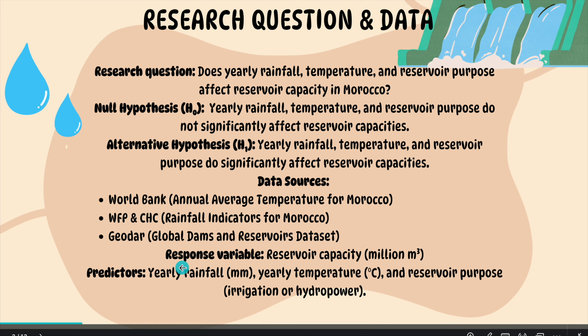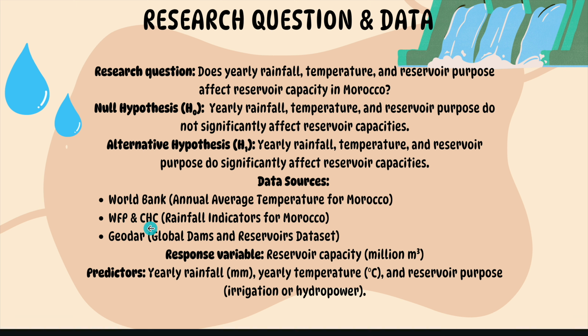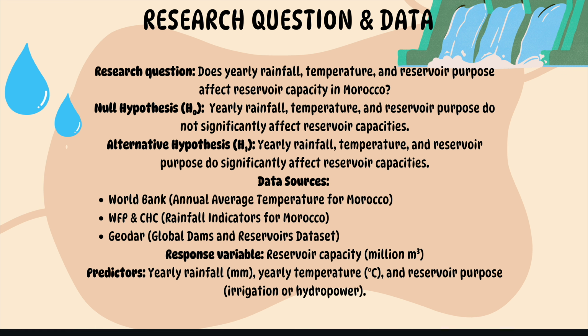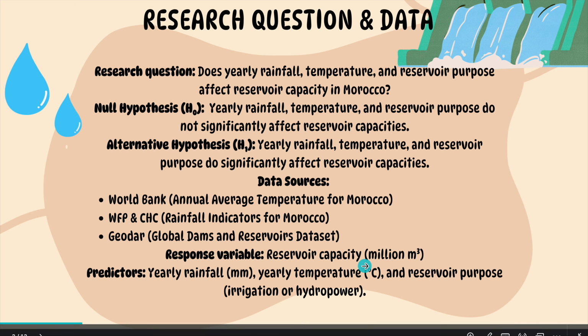My data sources were the World Bank, WFP, and CHC, and Geodar for the temperature, rainfall, and dam and reservoir variables. The response variable is reservoir capacity in meters cubed in the millions, and predictor variables are yearly rainfall in millimeters, yearly temperature, and reservoir purpose, with two levels being irrigation or hydropower.